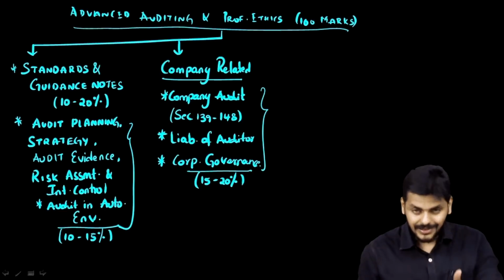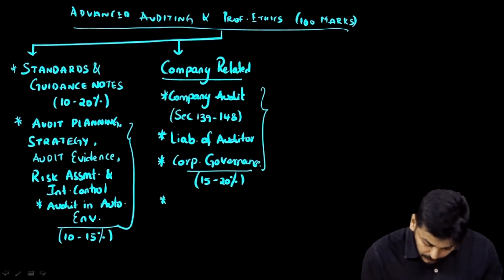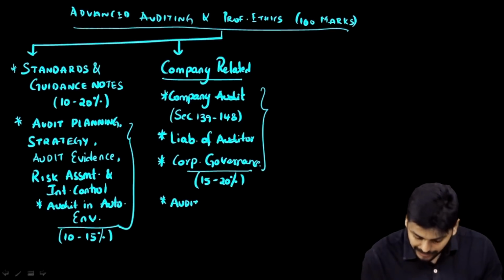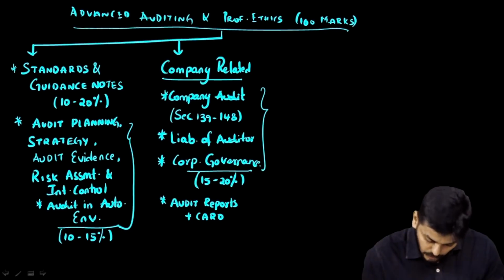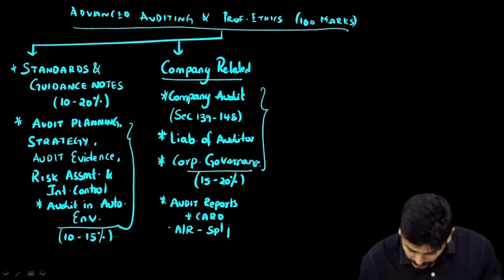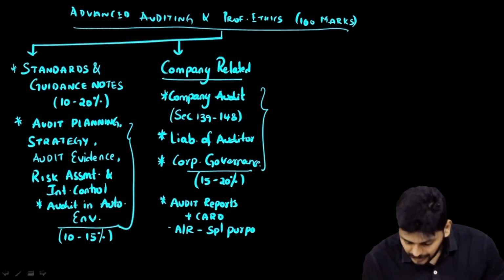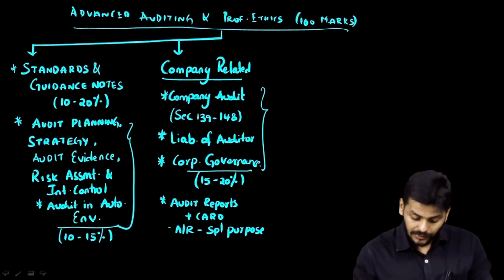Then the same company related stuff continues, but this piece is about audit reports. So you have the normal audit report, with all the 700 series standards here, audit reports plus your company auditor's report order. Then you will also have audit reports for special purpose engagements, special purpose audit reports. Now these are all your 800 series, SREs, SAEs, SRS, all of that stuff.